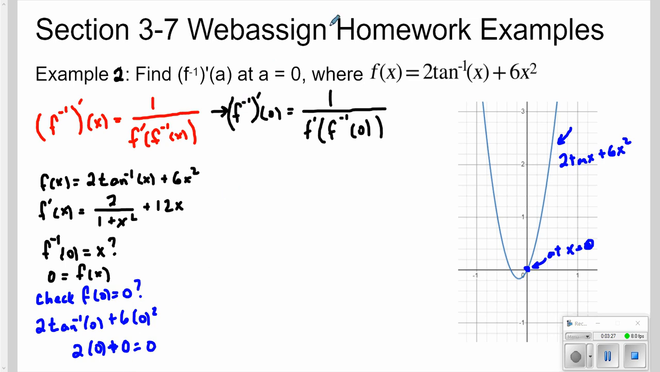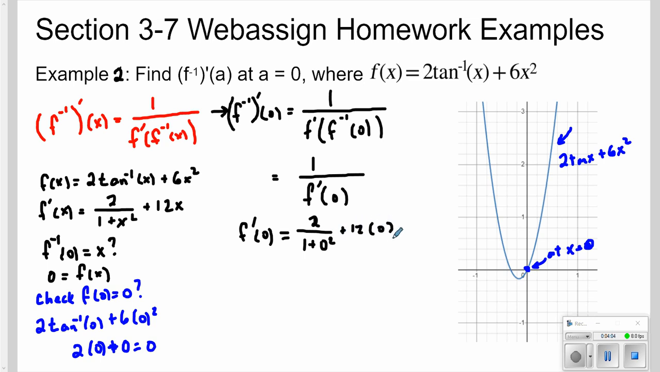So we can use this information now to evaluate f inverse prime of 0, because f inverse prime of 0 is going to be 1 over f prime of 0. Well, since f inverse of 0 is equal to 0 and f of 0 is 0, this is true. So that means we're going to have to take f prime and evaluate it at 0. What do we have? Well, that's going to be 2 divided by 1 plus 0 squared plus 12 times 0. The answer, of course, is that this is equal to 2.